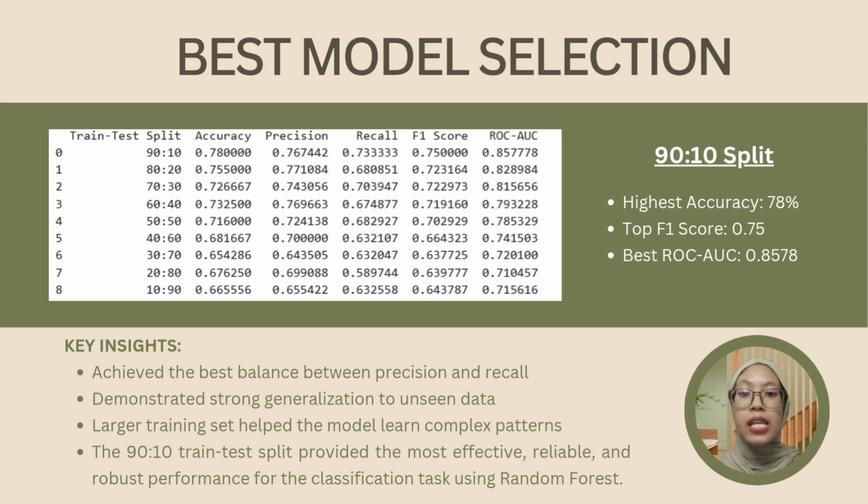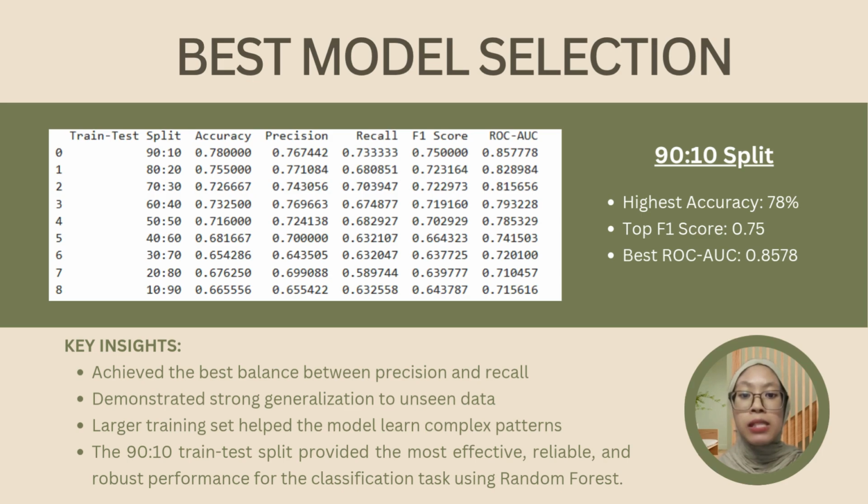Because it gave us the highest accuracy at 78%, the highest F1 score of 0.75, and the highest ROC AUC score of 0.8578. This combination shows that the model could not only correctly classify the data, but also generalize well to new unseen data. Although the 80-20 split had slightly better precision, the 90-10 split gave us the best balance between precision and recall. This balance is very important in classification tasks, especially when both false positives and false negatives matter.